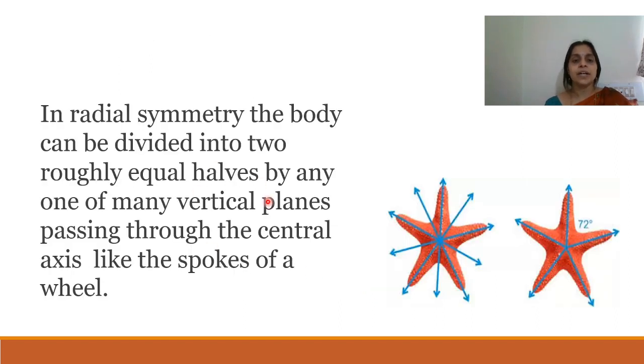Coming to radial symmetry. The body can be divided into roughly two equal halves by any one of many vertical planes passing through the central axis, like the spokes of a wheel. So when you draw a line passing through the center, it should give equal halves. So this is radial symmetry. This is an example of a starfish.